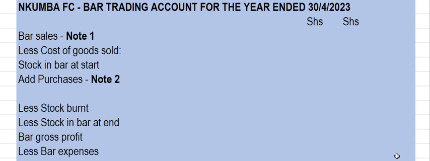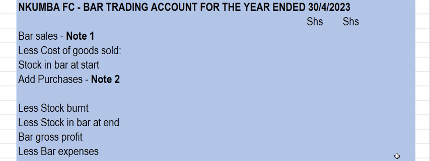So in this case, the club has a bar which it operates. So we have been asked to prepare the bar trading account for the year ended 30th April 2023. So here they want you to determine the bar net profit. How do we get that net profit? We have to get the bar sales minus the bar cost of goods sold. We get the gross profit. Thereafter, we deduct the bar expenses to arrive at the bar net profit.